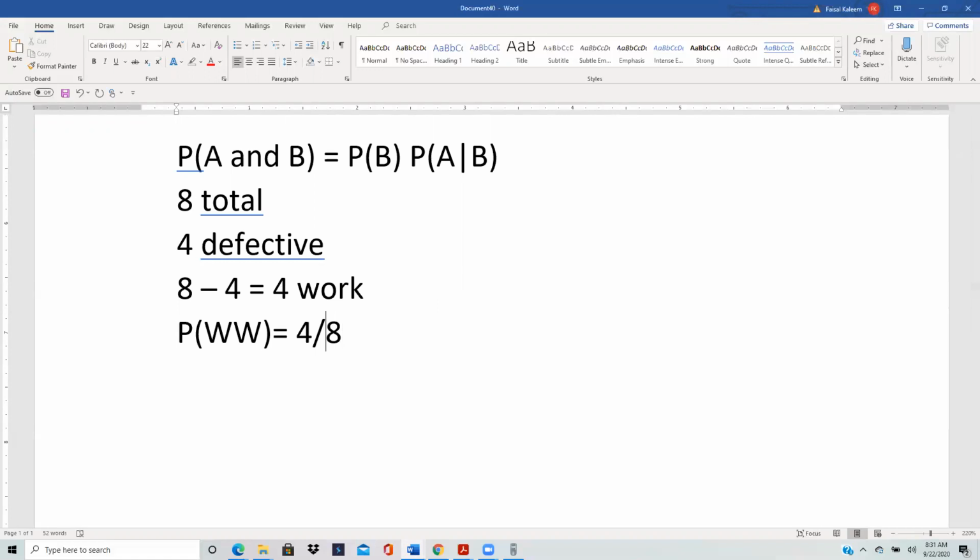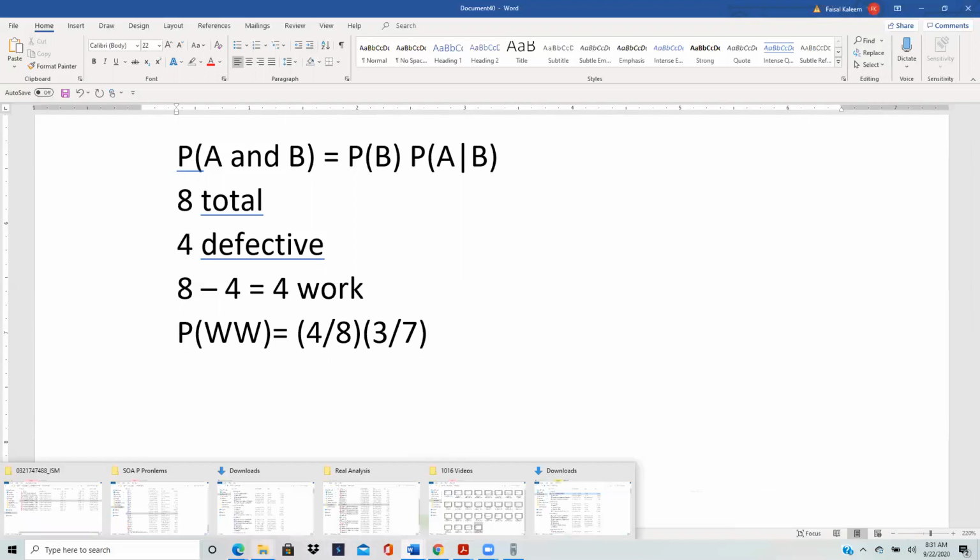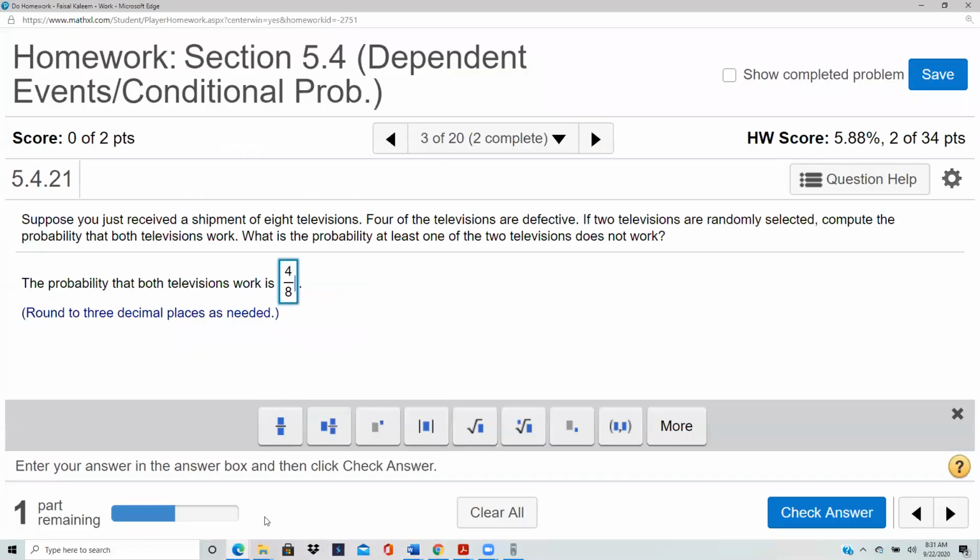And then the second one working. So you've selected one working one out of the 8. So you have 7 total left, and you have 3 working ones left. So you'll have 3 out of 7. So 4 out of 8 times 3 out of 7. So that'd be 3 out of 14. They need decimals. So 3 out of 14 is 0.214.